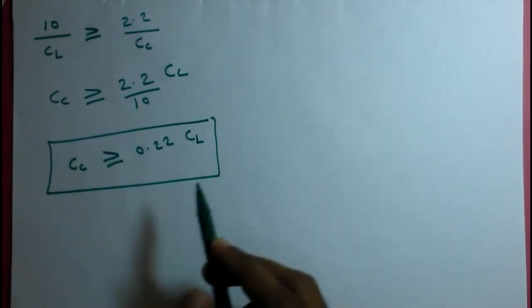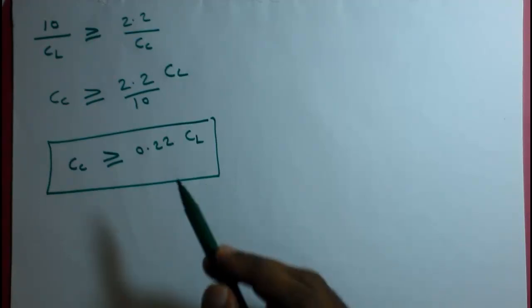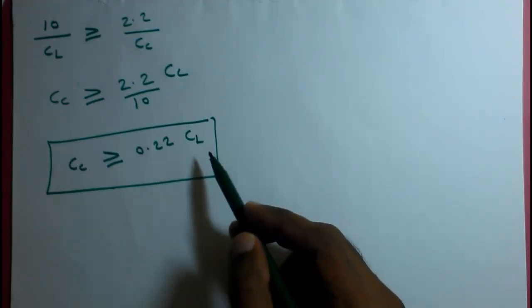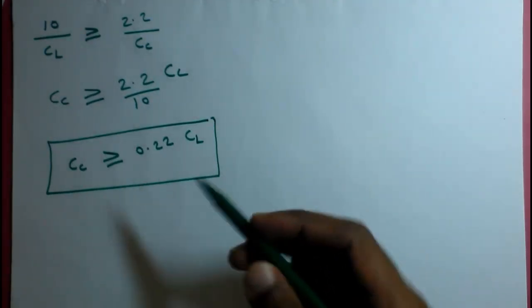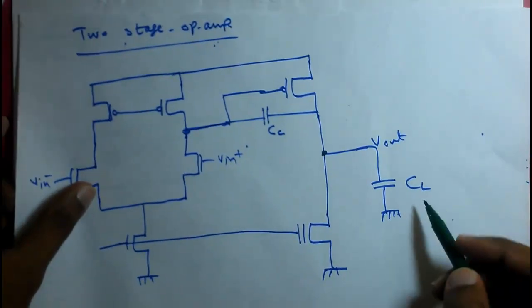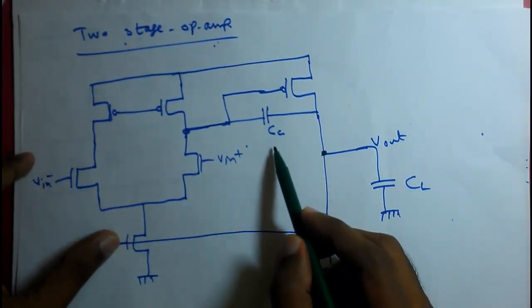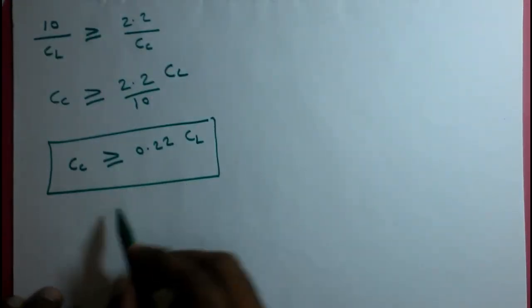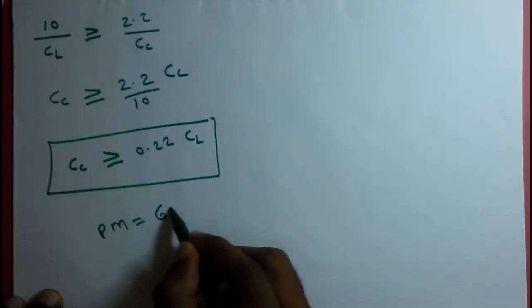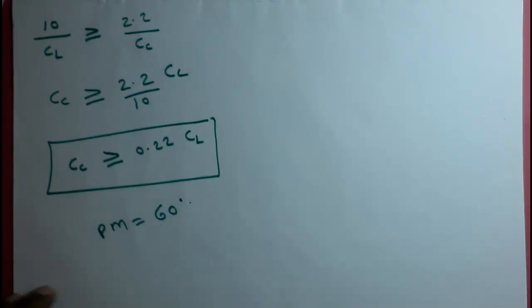So this is the circuit point of view. This is what we have to do to make sure that the phase margin is greater than 60 degree. If we want the phase margin greater than 60 degree, this is the CL and this is the CC, so the CC should be greater than 0.22 times of CL. So this is the condition for phase margin 60 degree. Now I think we have almost derived all the equations that are needed for the circuit simulation. I think we can directly go to the circuit simulation now.